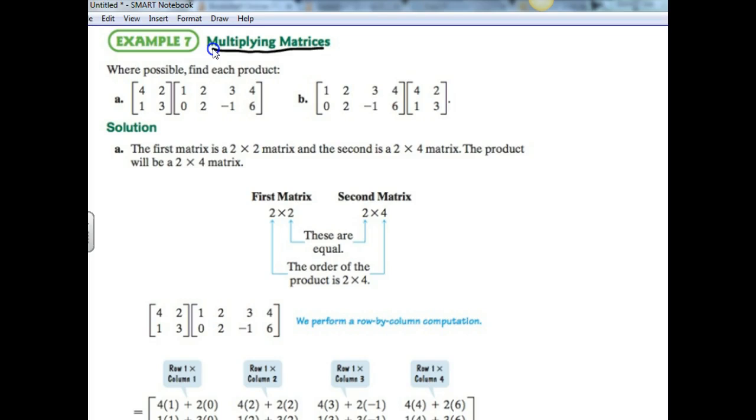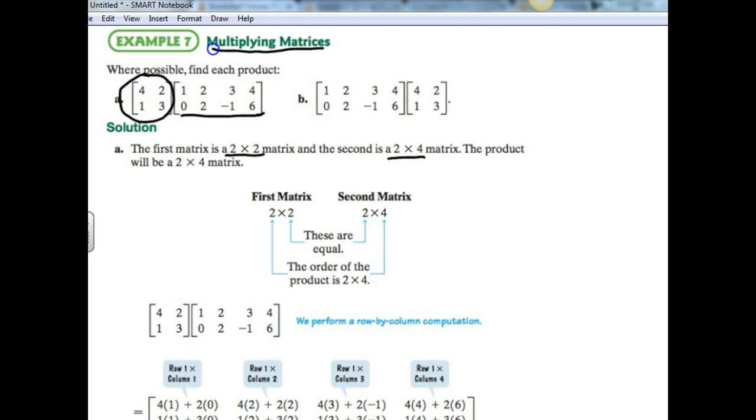You have to know the dimensions of your matrix. When we look at the first matrix here, that matrix is a 2 by 2. The second one, again, it's always rows and columns, is a 2 by 4 matrix.